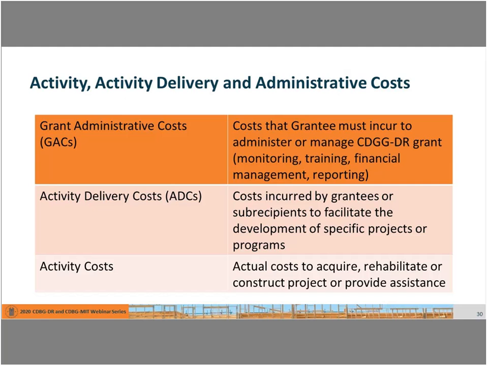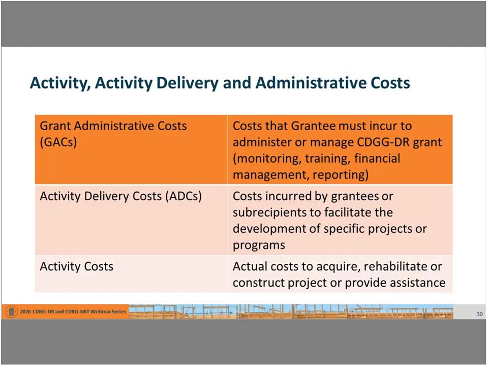Time spent by staff developing an action plan, as I mentioned, is a planning cost. Contractor costs to gather information to enable staff to determine homeowner eligibility through an intake process for a program is an activity delivery. Also, the staff time used to make eligibility determinations based on that information is also an activity delivery.